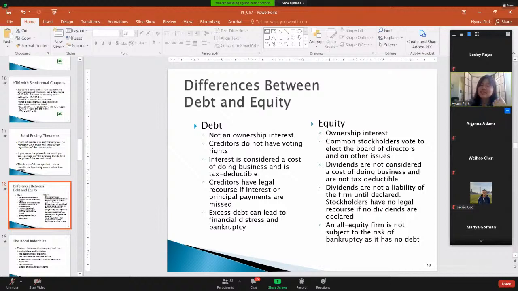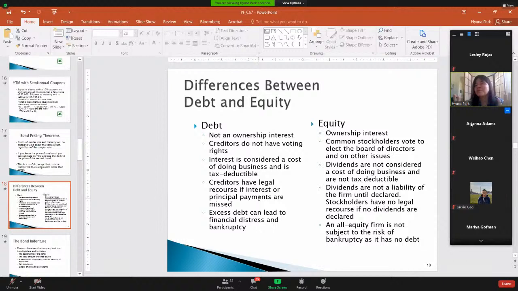And if companies skip interest payments because the business is struggling because of COVID, and we don't have enough money to make the interest payment, that's big trouble. In that case, bondholders, creditors, can bring this case to court to take over the company. But if a company misses a dividend payment because the business is struggling or because of COVID, stockholders cannot bring their case to court, because dividends are not a liability, but coupon payments and par value payments are liability.